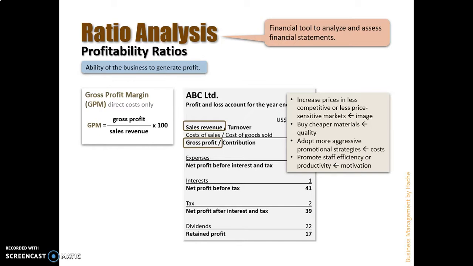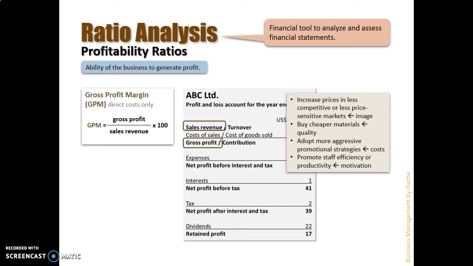A third choice would be to adopt more aggressive promotional strategies. You can start a marketing campaign that would attract more consumers, therefore more sales, therefore more profit. But if you are spending too much money on that campaign, then you are increasing other costs that would, in the end, affect your profit. You have to be careful, especially if that campaign is not as effective as expected.